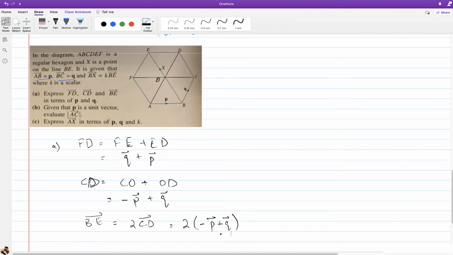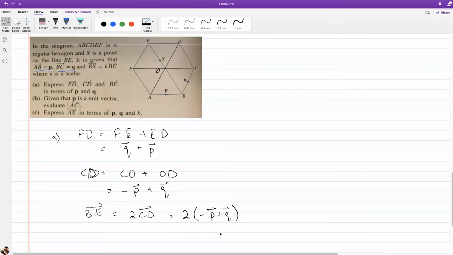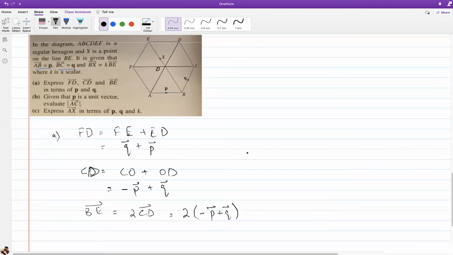Yes. But can you go to the B part? Good. Now let's do the B part. We know that P is a unit vector. So the length of AB is 1. So evaluate AC.